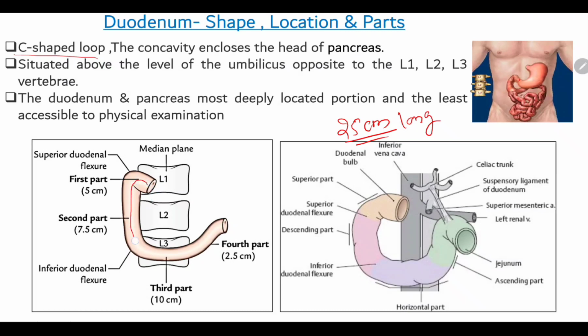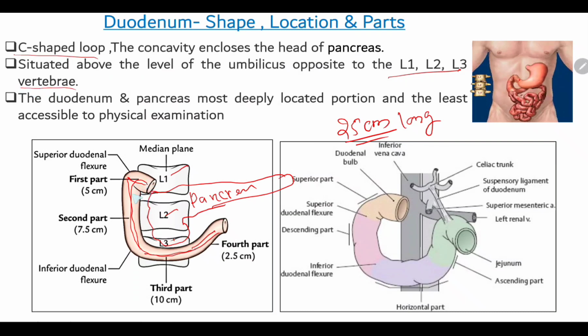So here the C-shaped structure, and the concavity of the C-shaped structure is occupied by the pancreas. It is divided into first part, second part, third part and fourth part. It lies opposite to the bodies of L1, L2 and L3 vertebra.